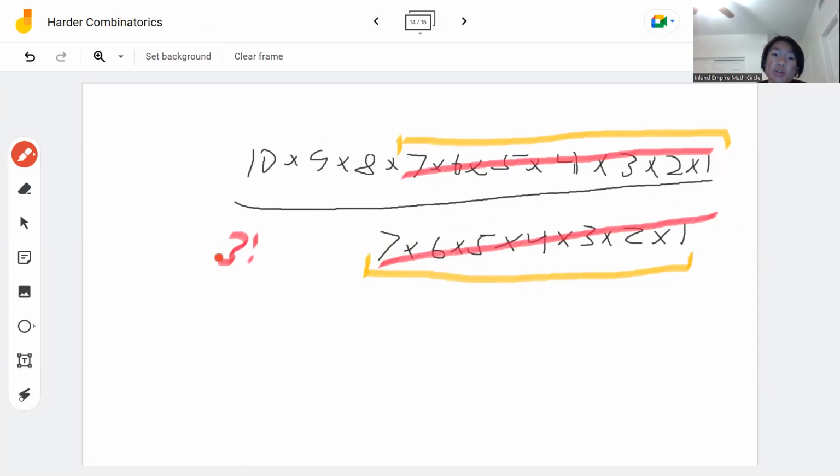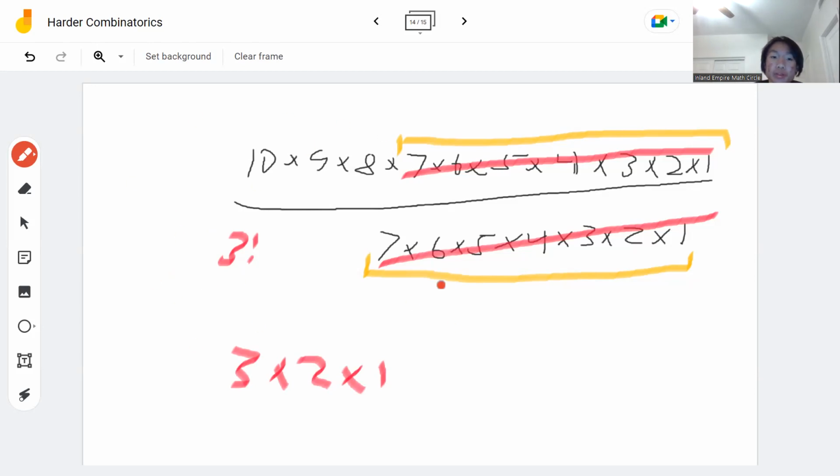So the 3 factorial is the number of ways to arrange 3 people, right? If you have 3 people and we're arranging them, or 3 books and we're arranging them on a shelf, we have 3 choices for the first book, times 2 choices for the second book, times 1 choice for the third book. So that's why we divide by the 3 factorial here.